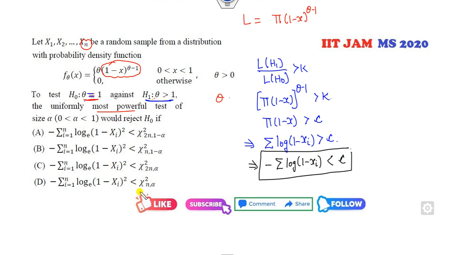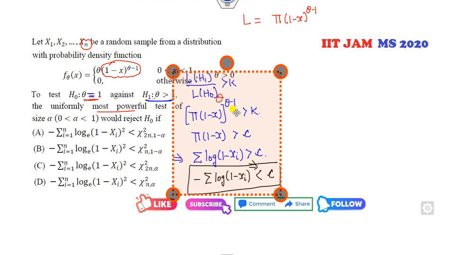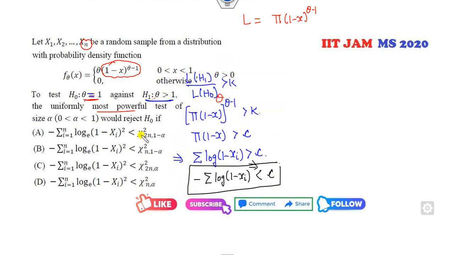Fine. Now, how can you find this term? So again, very simple. Let me copy this portion and write here. Then you can see it's a chi-square. Fine. How can you make them a chi-square? Can you identify which distribution is here? What is the distribution of this? How can I do that?